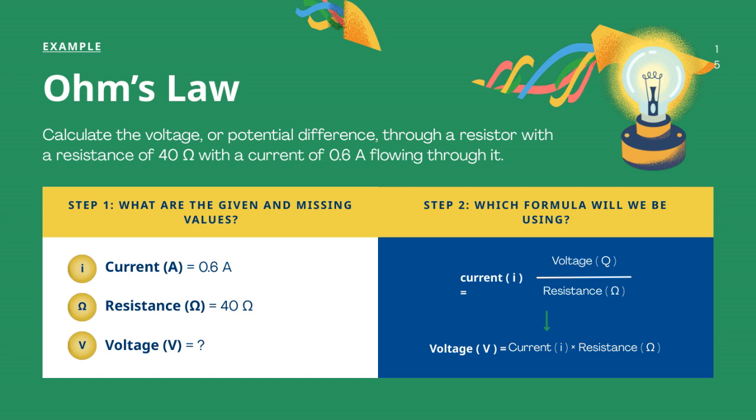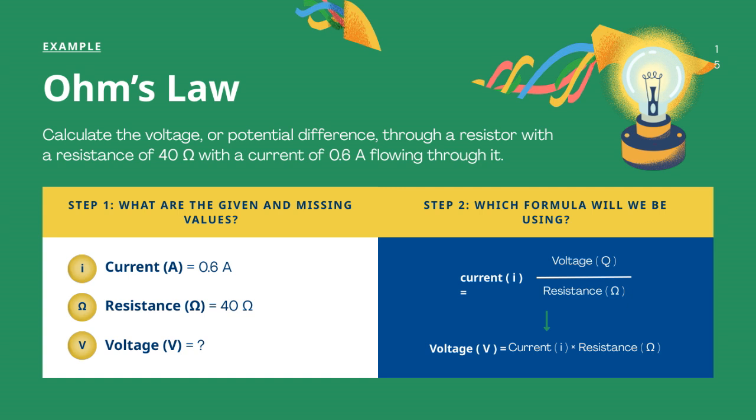Step 2, decide which formula to use. Since we're looking for voltage, and we have current and resistance, we'll use V equals I times R. Now, plugging in the numbers. V equals 0.6 A times 40 ohms. Multiplying these gives us the voltage, which is 24 volts.